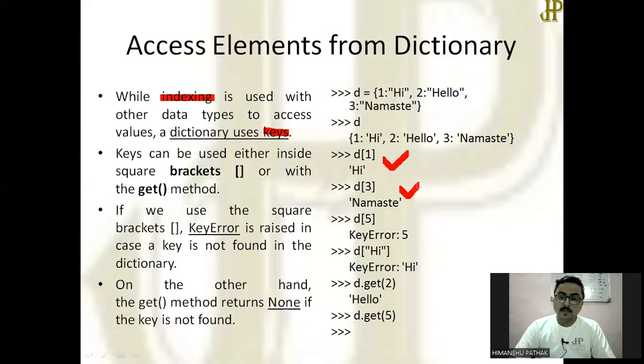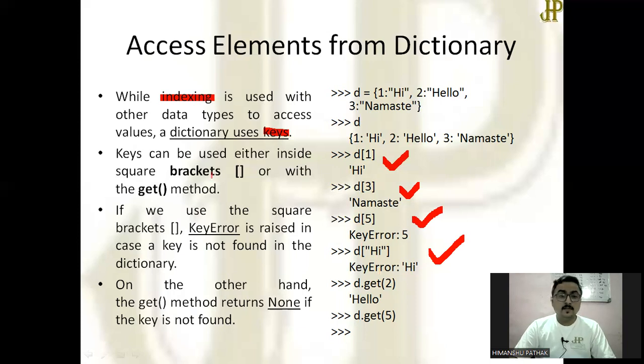Again, the same thing. If there is no such key and you are trying to fetch the data, it will give a KeyError exception. Like here, D5. 5 is not available over here. That's why KeyError exception is generated. And again, if I try to give a value in brackets other than the keys, it will again generate a KeyError exception.